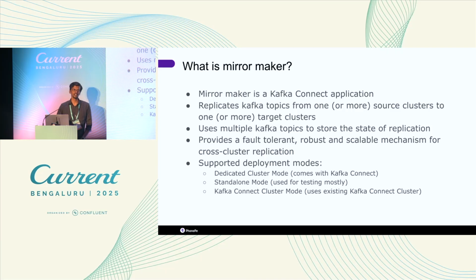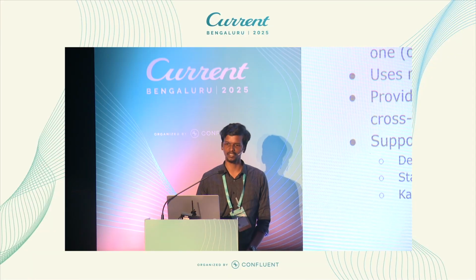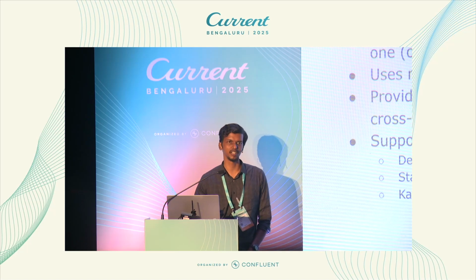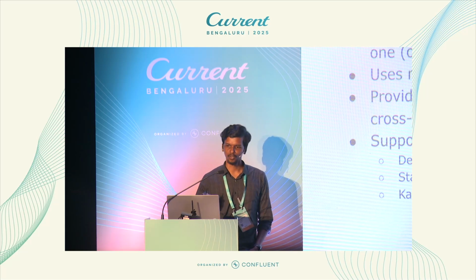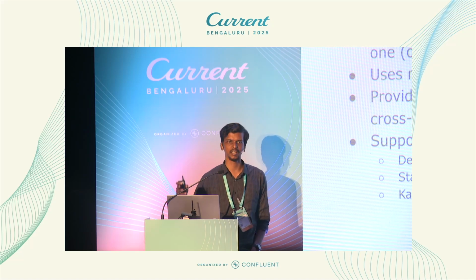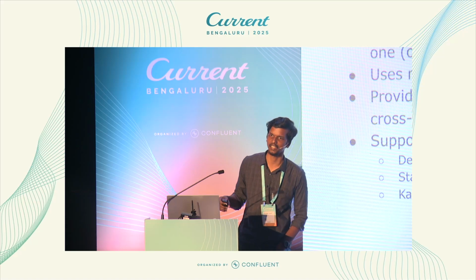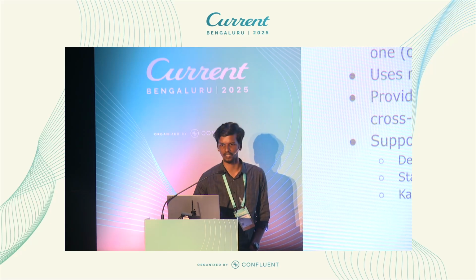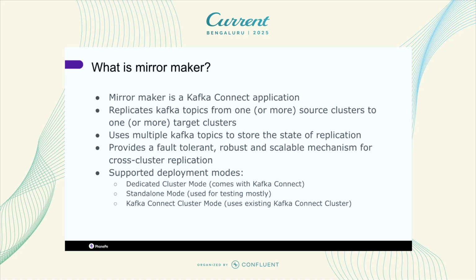You can deploy MirrorMaker in different modes. You could run it as a Kafka Connect cluster, which is embedded, which is the most popular mode. If you don't have an existing Kafka Connect cluster in production, you can have an external Kafka Connect cluster running, which you can use for running MirrorMaker. That's the third one. And the standalone mode is mostly for testing, not recommended for production use.